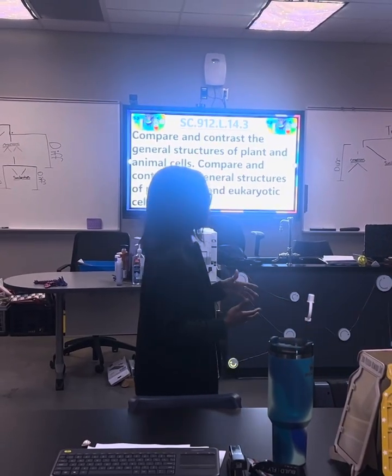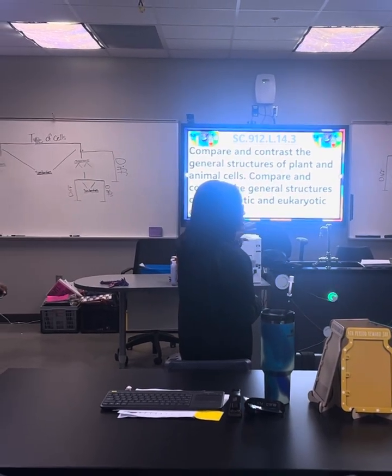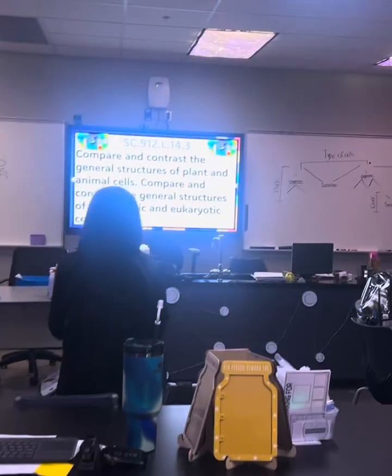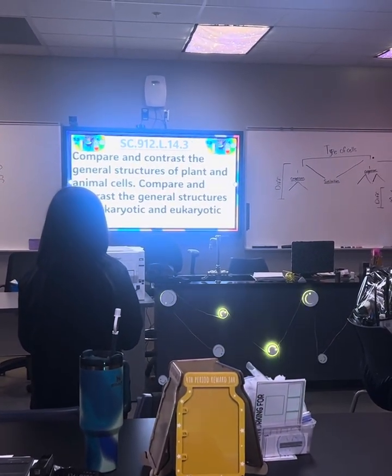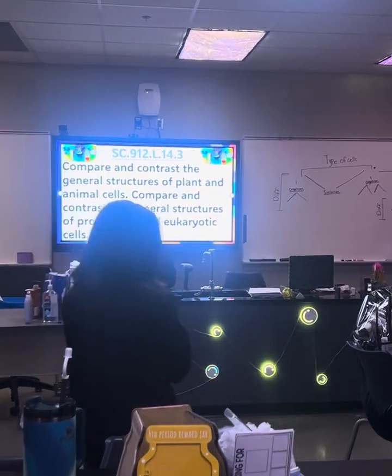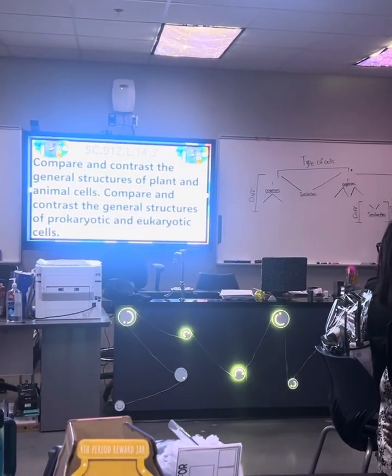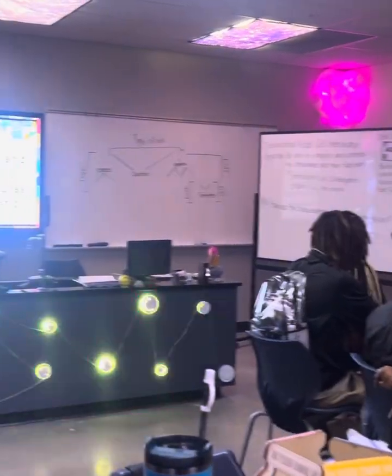That's the plan. All right, and if I can get someone to read the standard for us, Cassidy, if you could read the standard for us. Compare and contrast the general structures of plant and animal cells. Compare and contrast the general structures of prokaryotic and eukaryotic cells. All right, cool.